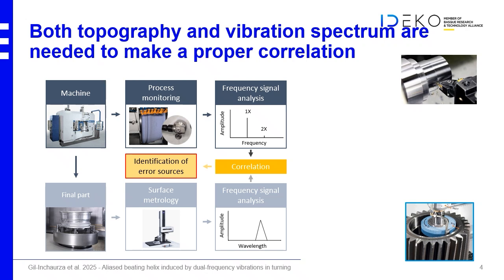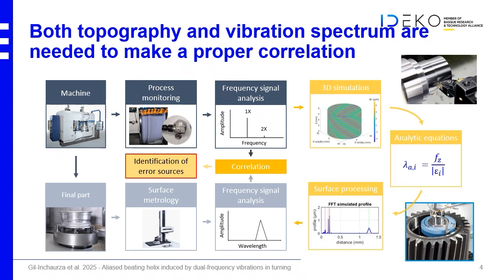But to help this diagnostic, we also need simulation and specifically the analytical equations that we could obtain so that we can relate the different frequency components with the wavelengths that will be generated on the part. This helps to make proper correlation and proper identification of the error source that is causing the surface finish problem.